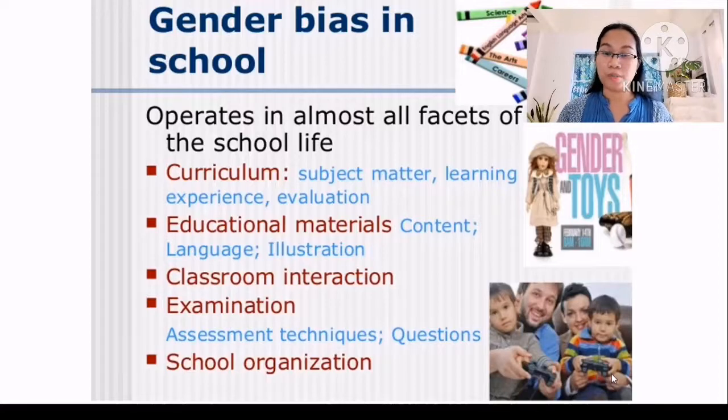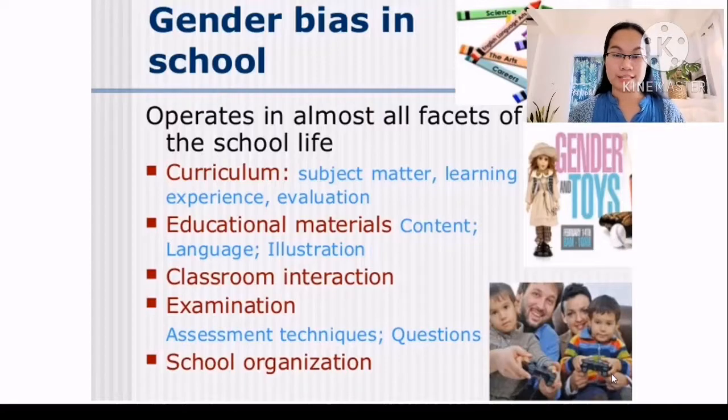Do we give equal opportunities sa male and female students natin? And also the LGBTQ+. Then, how do they interact in the classroom? In the examination or assessment techniques, ano yung mga ginagamit nating evaluation techniques? We will discuss this in detail later.